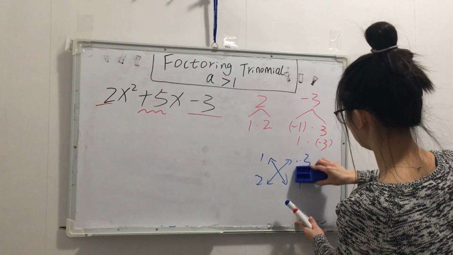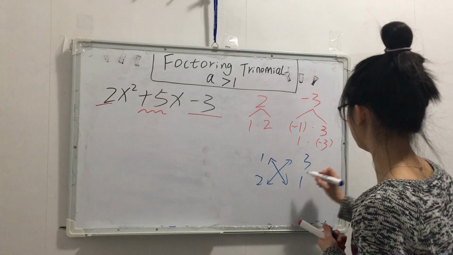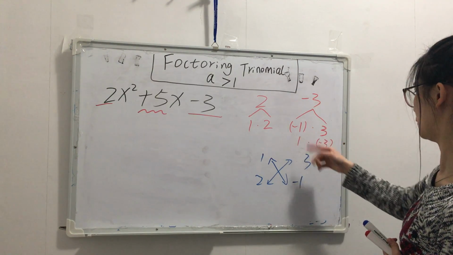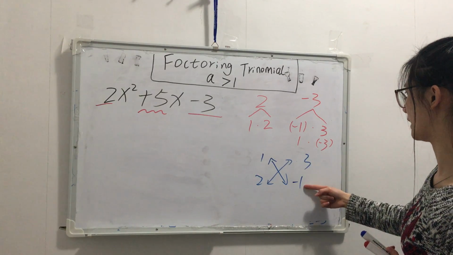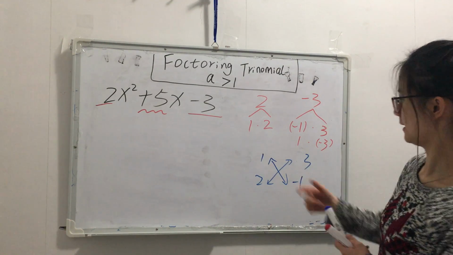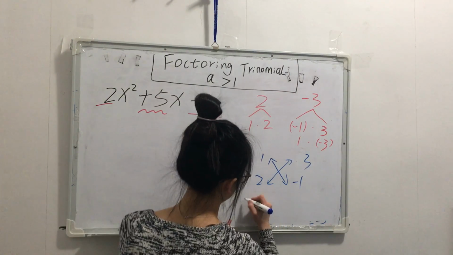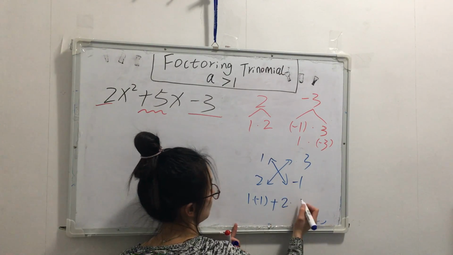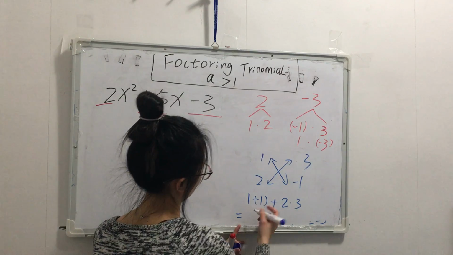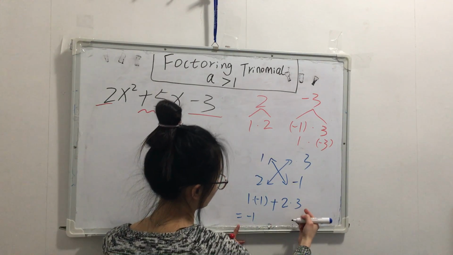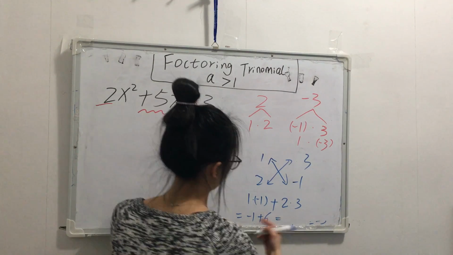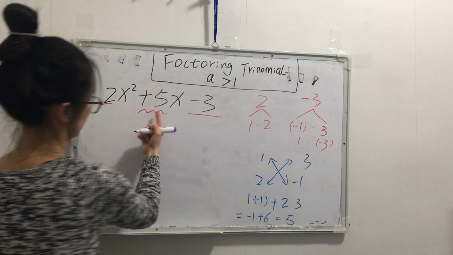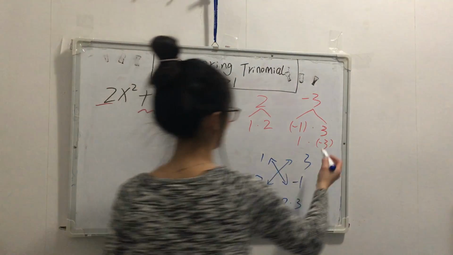How about we say this is 3 and this is negative 1. We add negative 1 here because we have combinations. We can switch the order. 3 and negative 1 also is negative 3. Then we try this. Negative 1 times negative 1 plus 2 times 3. 1 times negative 1 is negative 1. 2 times 3 is 6. Negative 1 plus 6 is 5. Right? This is our B term. Boom. So this is what we want.